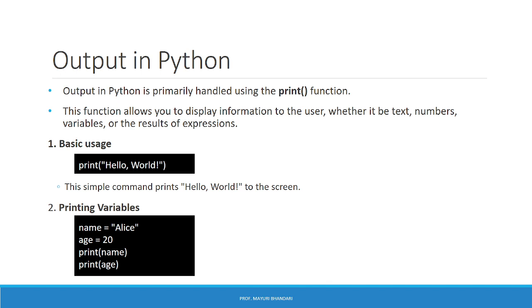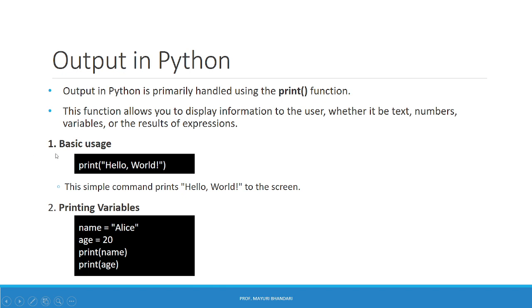So as you know, we have already used this print function, right? So for output in Python, the print function is used. Using this print function, we can print any string, any value, variables, results or expressions. So this function allows you to display information to the user. That information can be text, numbers, variables, or the result of an expression.